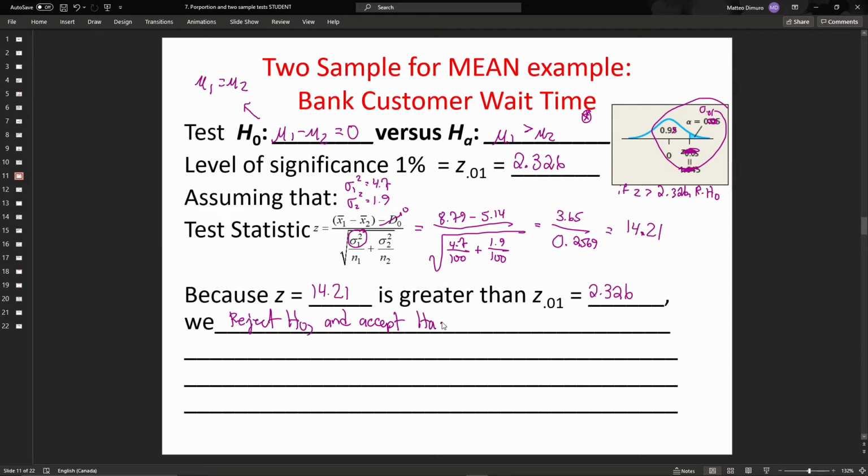Okay, so what can we conclude? We say, hey, at the 1% level, the new wait time system is, well, we can't make any claims about the actual numbers, but we can say the new wait time system is faster than the old one. Get out of here, old system. You were no good. There we go. So that's all you can say.